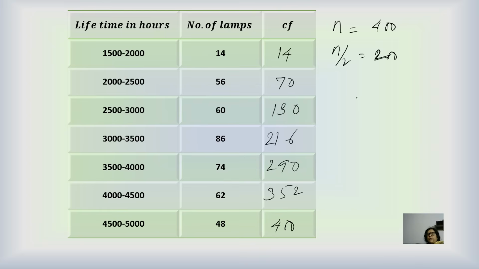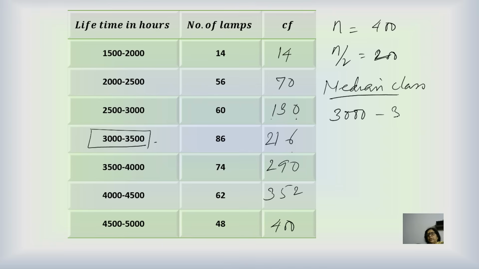So now what we have to do next is first find out the median class. And the median class will be found out by finding n by 2. N by 2 is 200. So now let us check out to which class 200 relates. Now this is 130. Beyond 130 is 216. So that means 200 relates to this class, 3000 to 3500. Because this class is restricted till 130. And beyond 130, any number that is there, that goes up to this particular class. So the median class is 3000 to 3500. This is the first thing that you need to do.